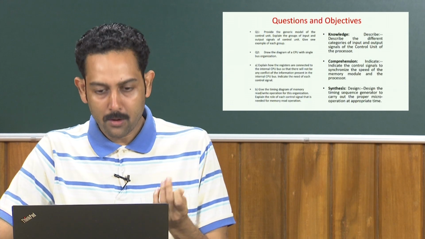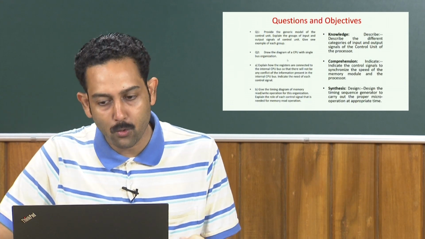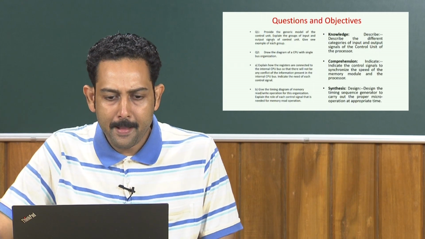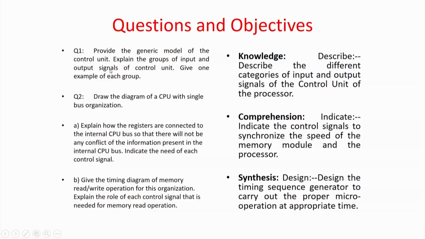Before we close, let us discuss some questions and see how the objectives are satisfied. For example: provide a generic model of the control unit, explain the groups of input and output signals, and give some examples. Of course, this will satisfy your knowledge objective, the different categories of input and output signals. As a comprehension objective, you will be able to indicate the control signals to synchronize the speed, etc. If you are able to answer the first question, these two objectives are satisfied.